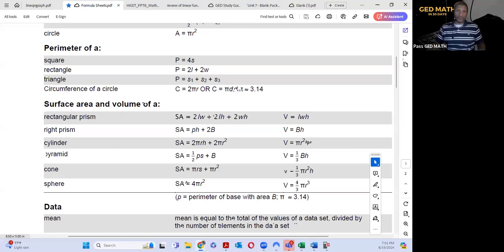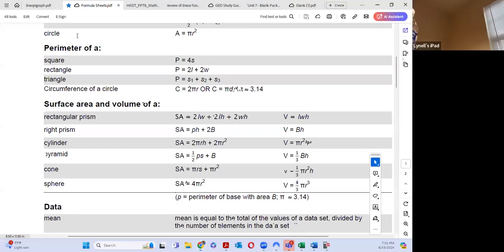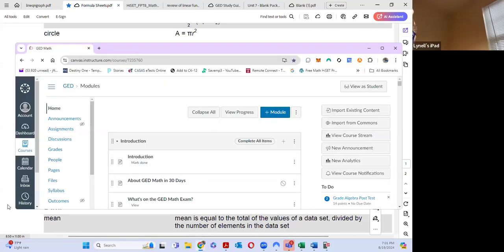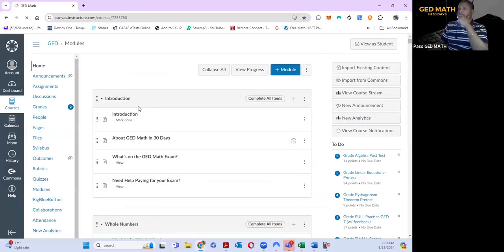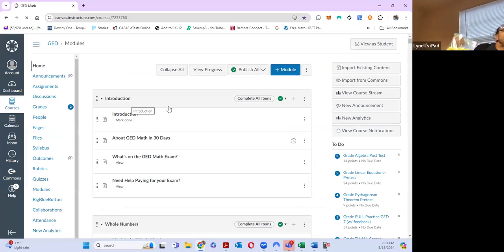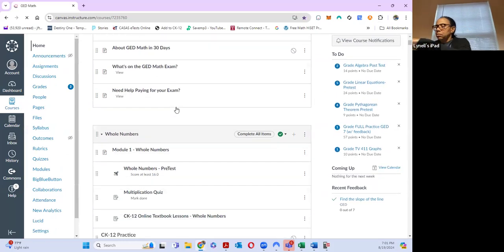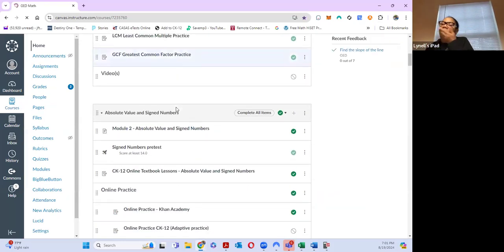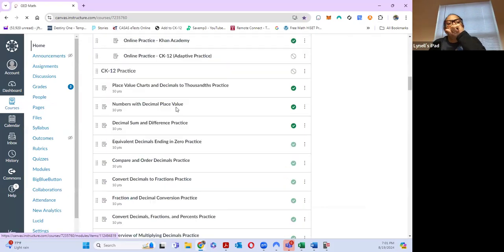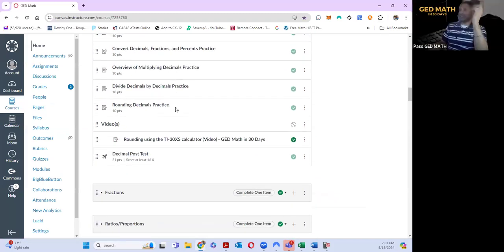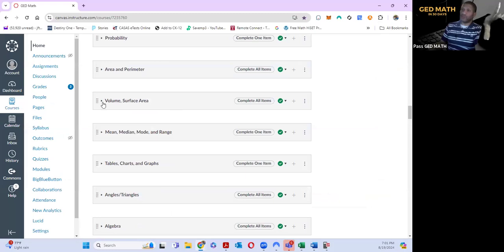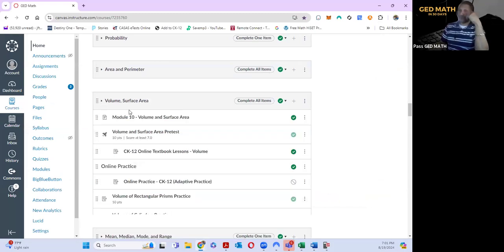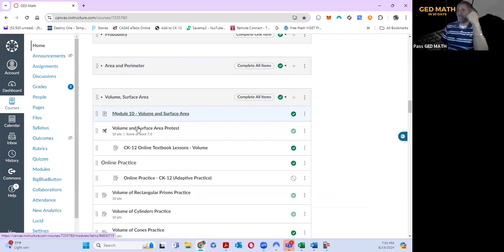Let me go to volume. Again, enough practice in here. I have so much here. Just go module by module, straight down. If you go through that ebook first, you'll see how.